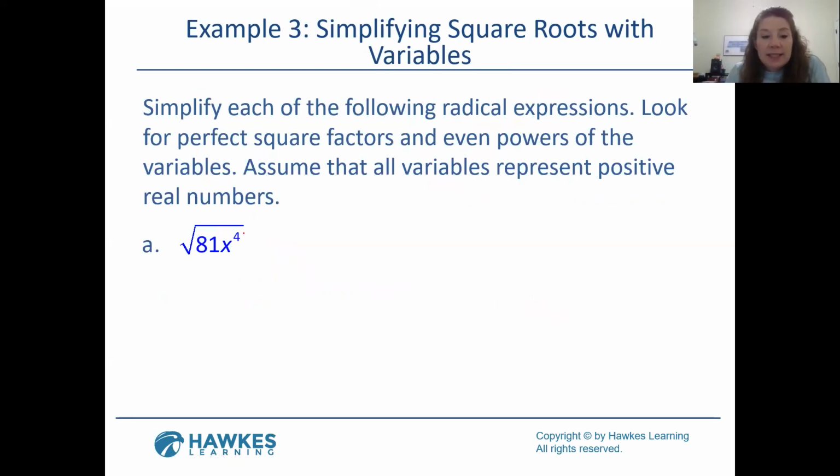All right. Let's do 81. So 81 is a perfect square, and x to the 4th is a perfect square. Now this time they're both even, but they don't match. So we don't have to worry about the absolute value signs, okay?